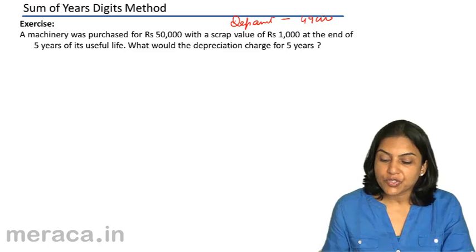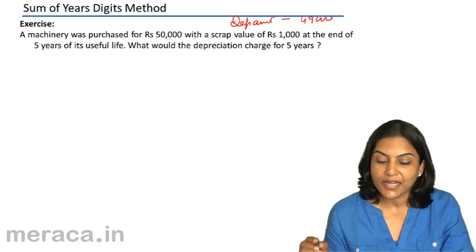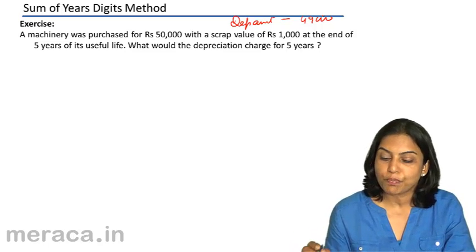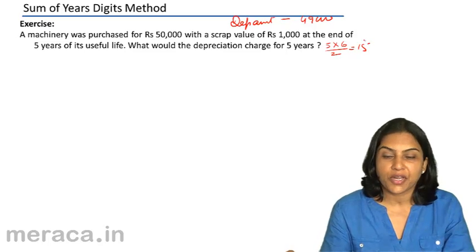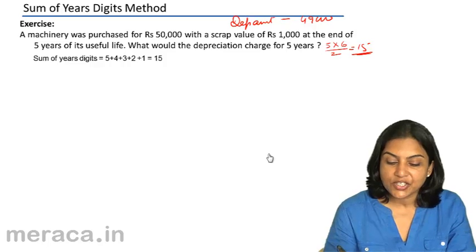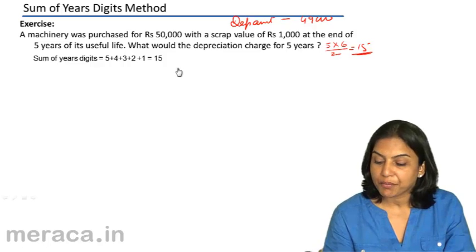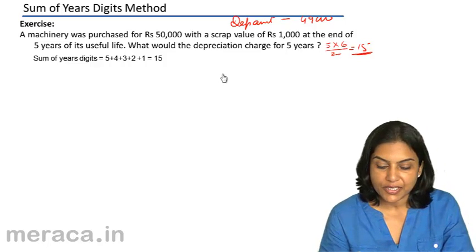What would be the depreciation charge? It would be 49,000 into, in the first year, 5 divided by the denominator, which is nothing but 5 plus 4 plus 3 plus 2 plus 1, or 5 into n plus 1, 6, divided by 2, equal to 15. Let us just see the working of this. First and foremost, the sum of the years digits is 15. 5 plus 4 plus 3 plus 2 plus 1 is 15, which we have computed as n into n plus 1 by 2, 15. Either way, we get the same result.